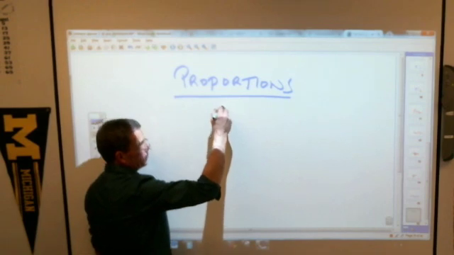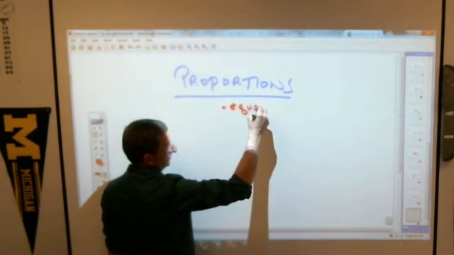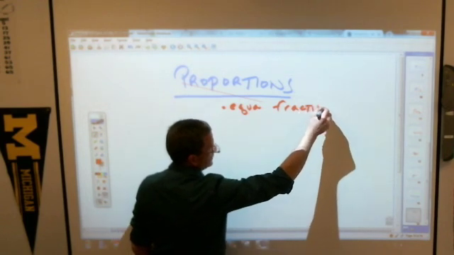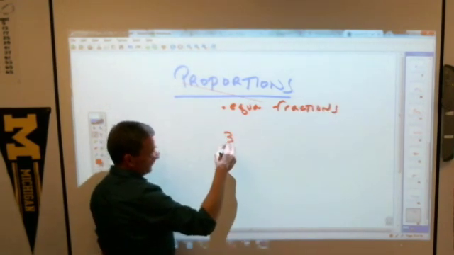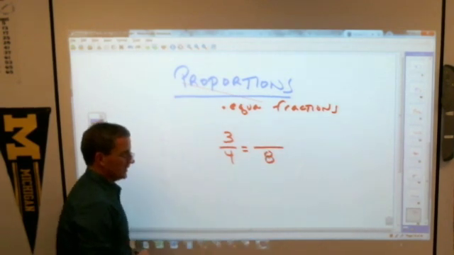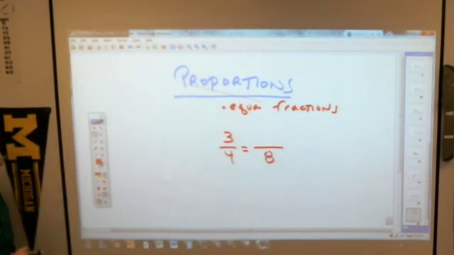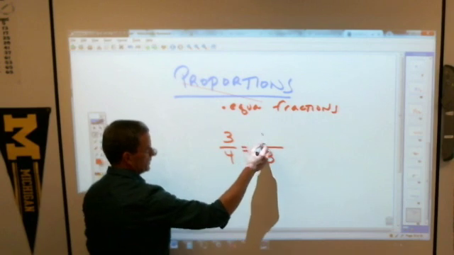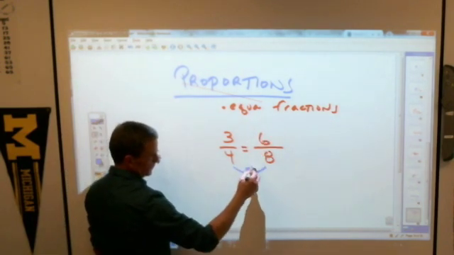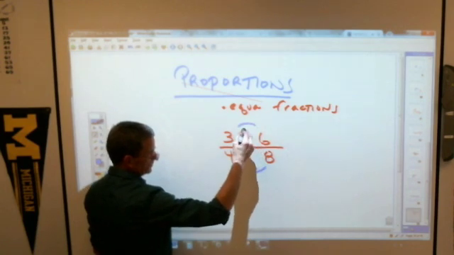Proportions, remember, are nothing more than equal fractions. If you have 3/4, that would be proportional to what fraction over there? With 8 on the bottom, what would I put on top? Charles? 6. Why? Because 4 times 2 is 8 and 3 times 2 is 6. If you go from 4 to 8, you multiply by 2, and then 3 times 2 as well.